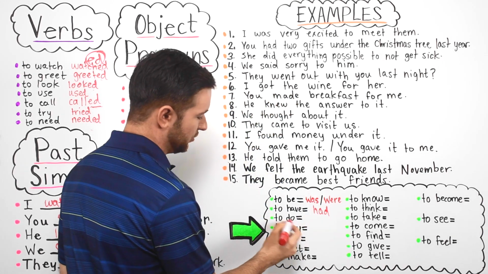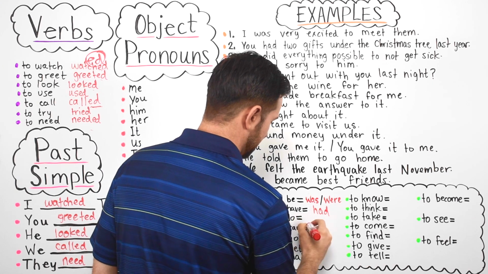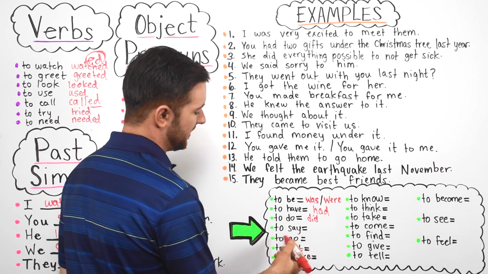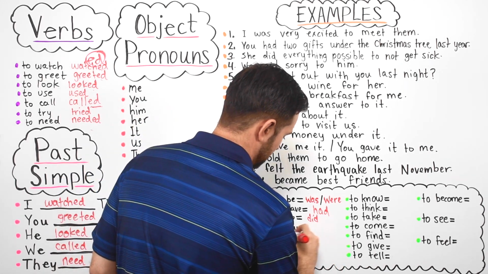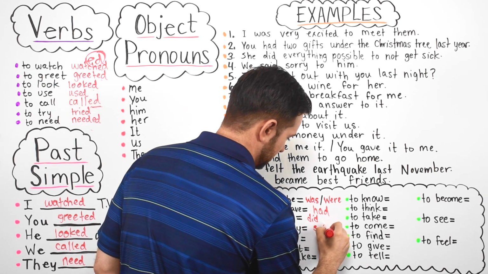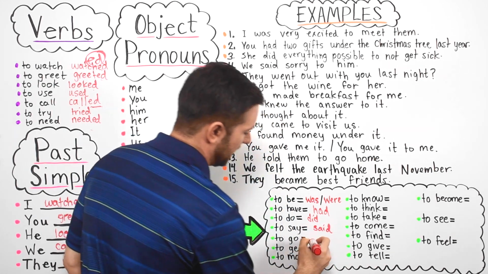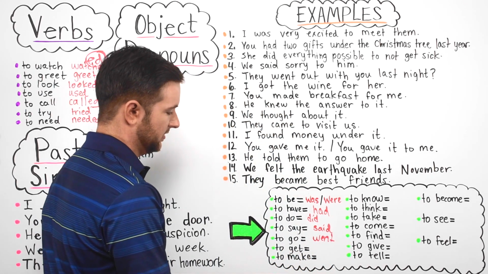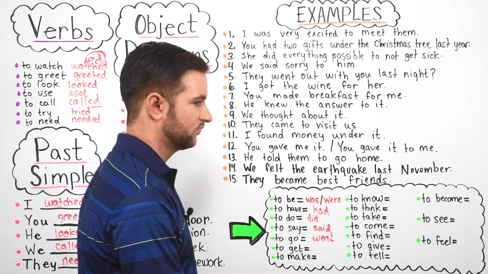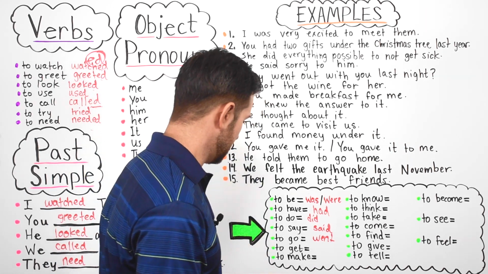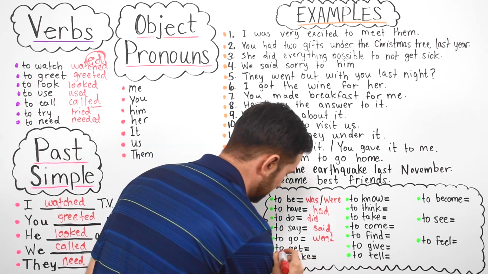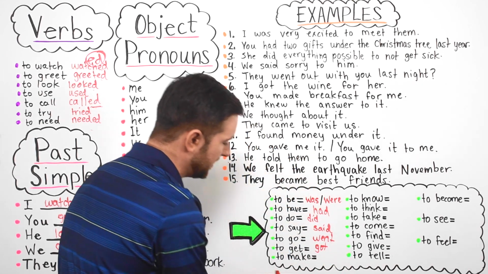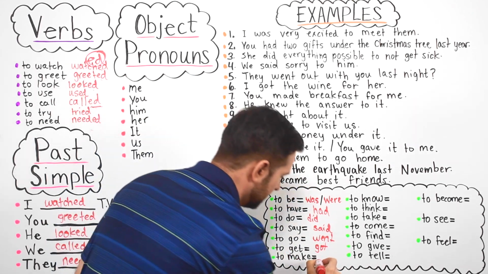Okay? Had. To do is faire. So faire is to do is did. Okay? Did. To say is dire. Dire, to say, and we say said. Okay? To go, aller, went. To get, okay, to get is like, well, to get can mean several things, but to get means chercher. Okay, to get, and we say got. To make, okay, is like faire, and we say made.